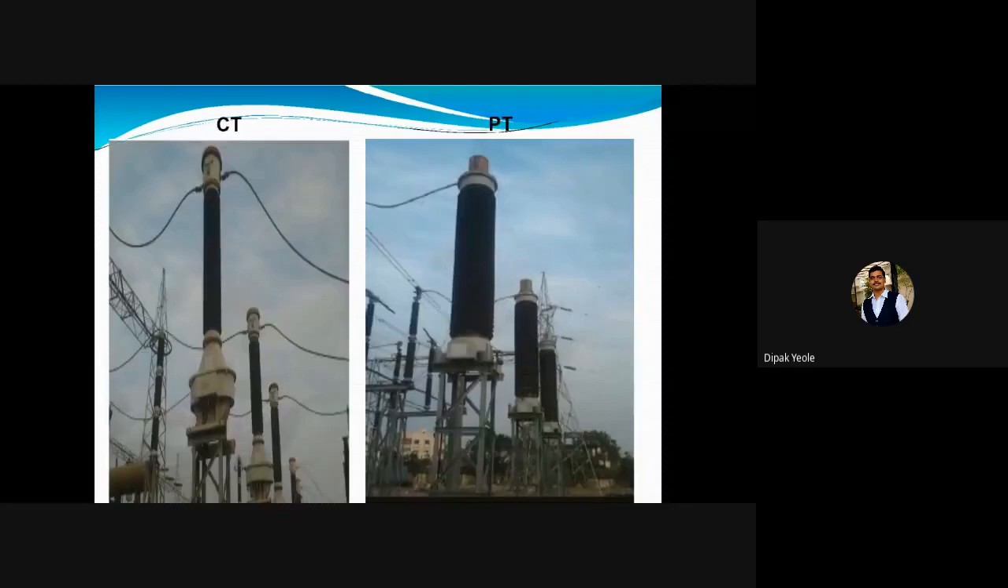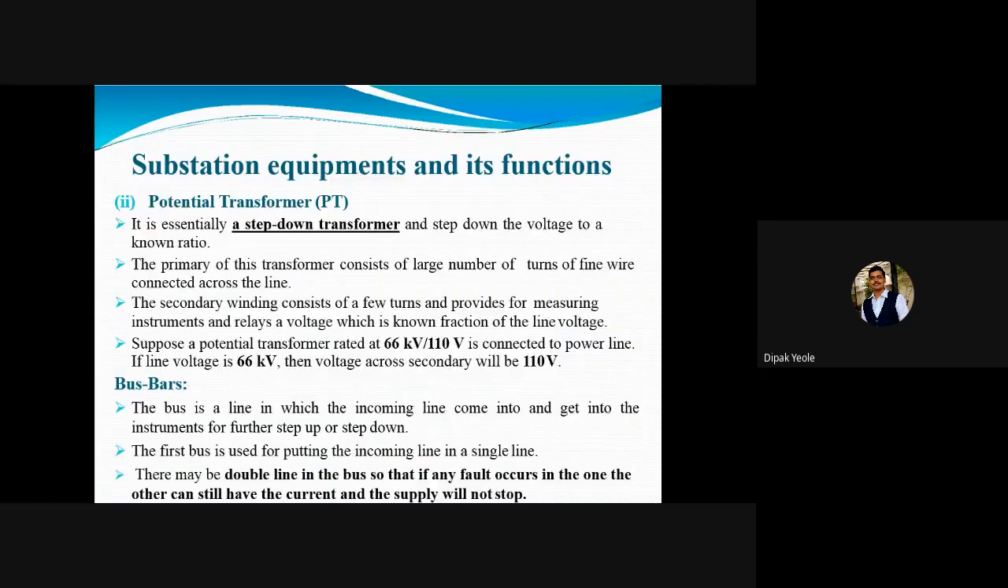Yes. So here you can see the picture of the current transformer. Incoming is there and outgoing must be there. And for a potential transformer, there must only be an incoming available. Yes. What is the potential transformer?